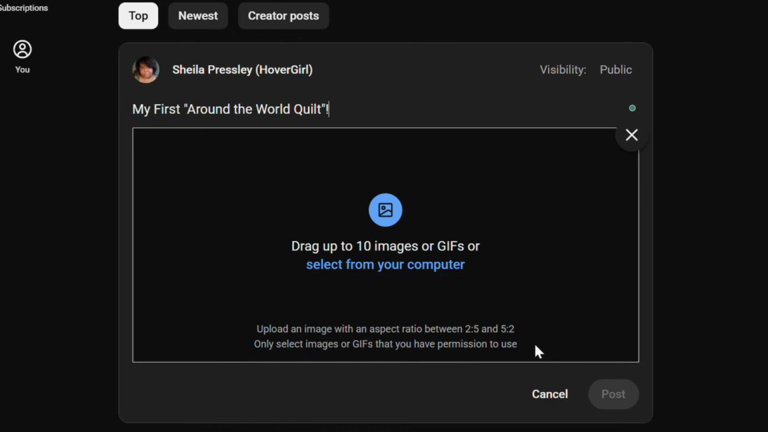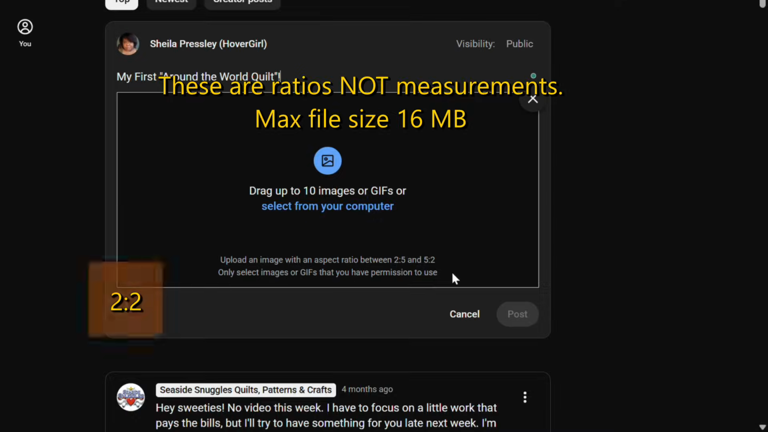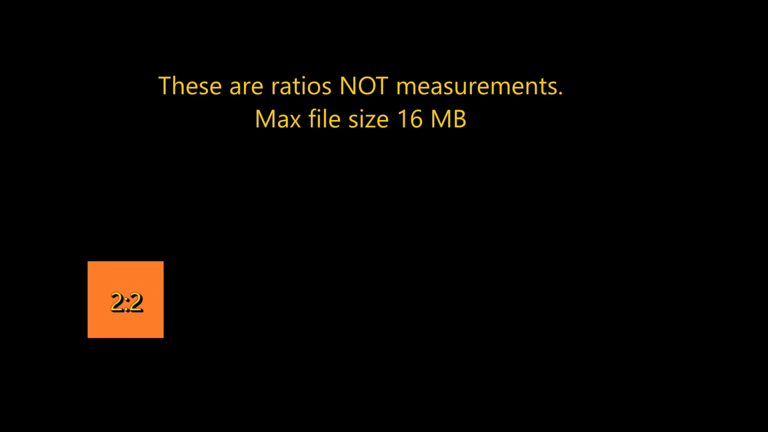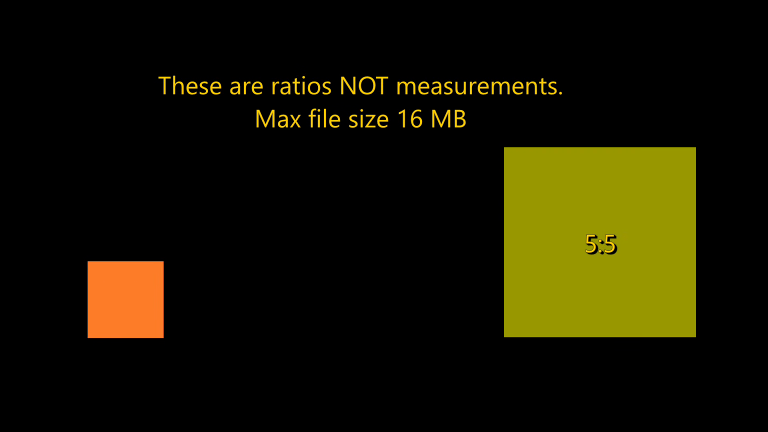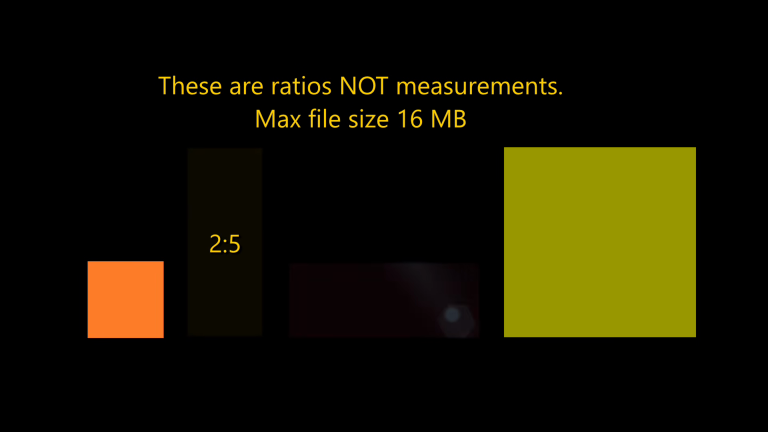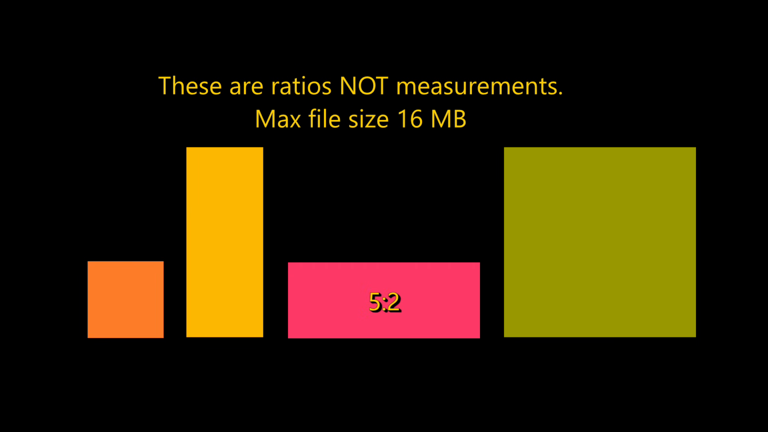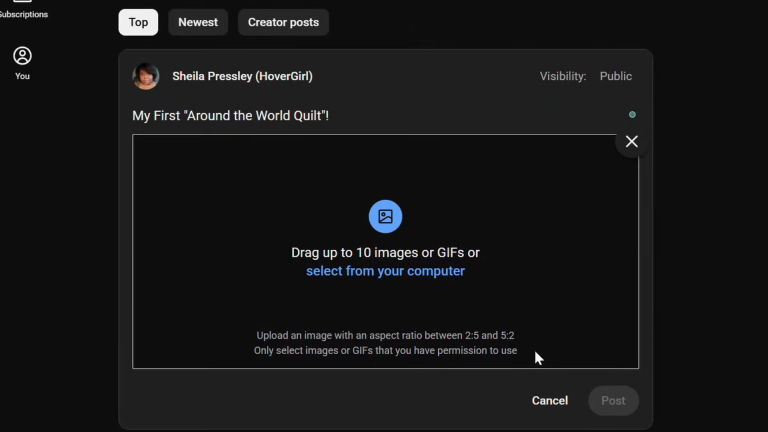That means that you can post a picture that has a ratio of 2, like a square that is 2x2, or up to 5x5, and all of the rectangles in between. However, the only thing that's going to show is a square footprint. And let me show you what I mean.